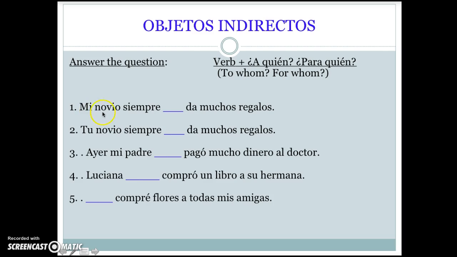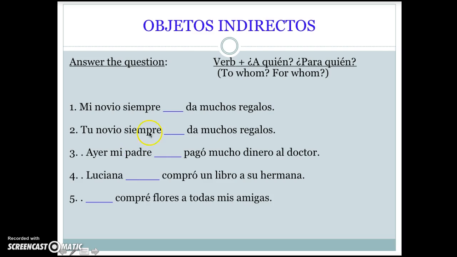So in this example, mi novio siempre da muchos regalos. Well, to who? My boyfriend always gives many gifts to who? If he's my boyfriend, I hope I'm getting the gifts. So I'm going to use me. He gives many gifts to who? To me. Me. Tu novio siempre da muchos regalos. Let's hope it's to you. Te. He gives many gifts to who? To you. Te is our indirect object pronoun.